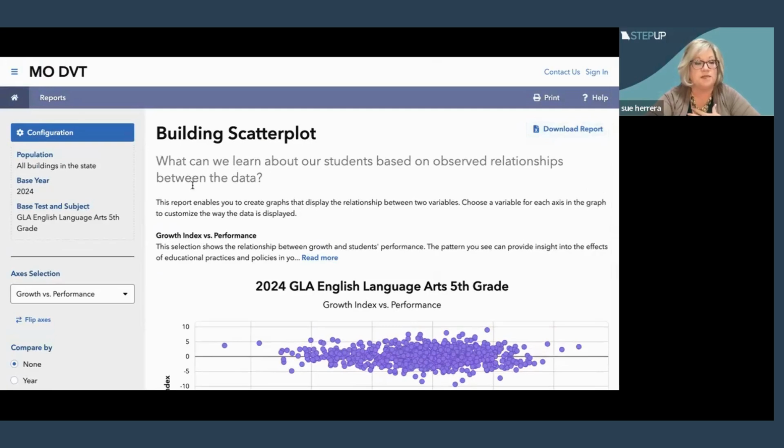So for me as a data nerd, very interesting to look at growth and see who is exceeding the expectation of the district.